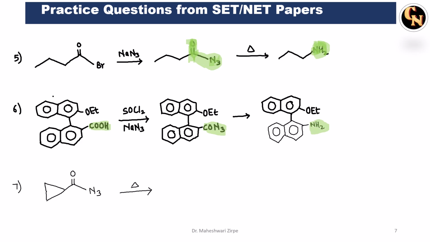Okay, so now let us find the seventh one. Seventh is, you have a triangular, that is, we can call it cyclic, cyclopropane. It is already acyl azide, so after heating it will simply convert into the amine group. So directly you can show it, because in NET and SET exams, options are given, you have to just tick the correct one.